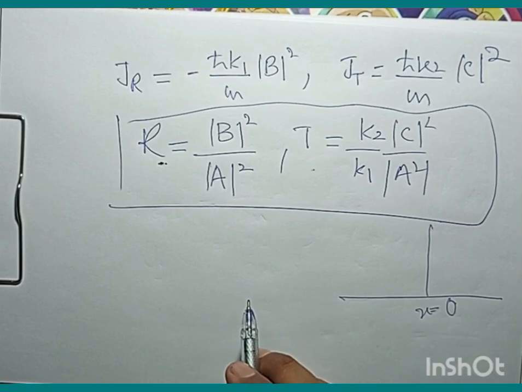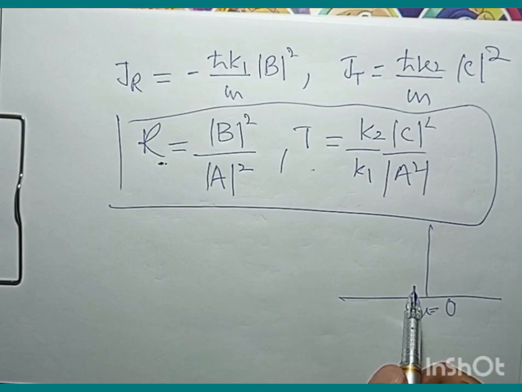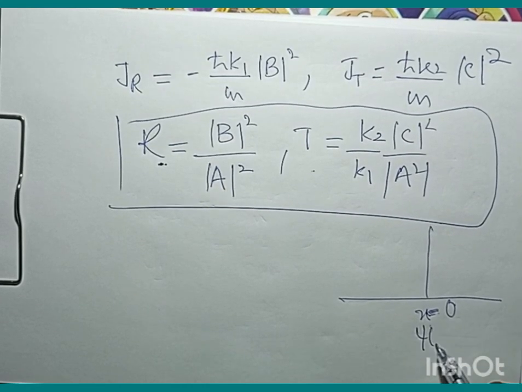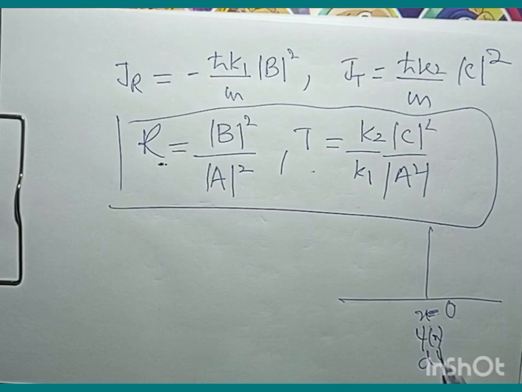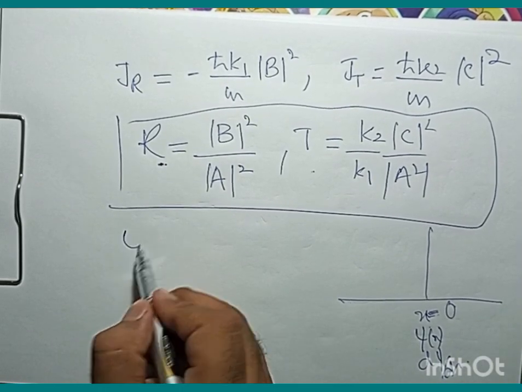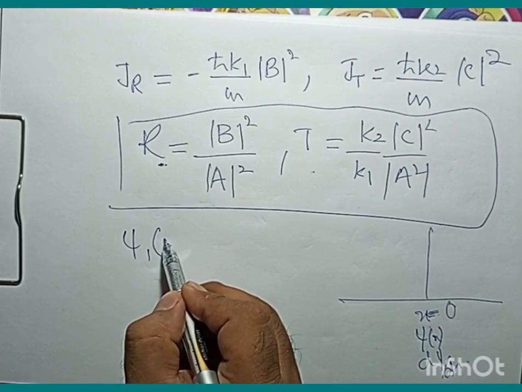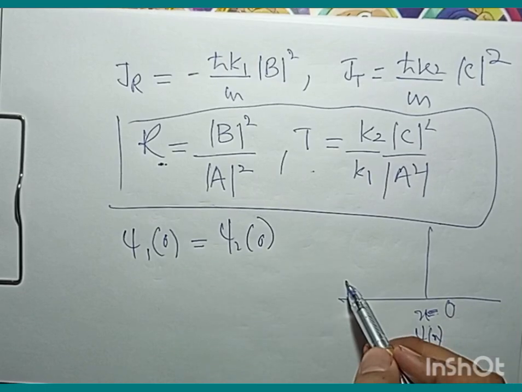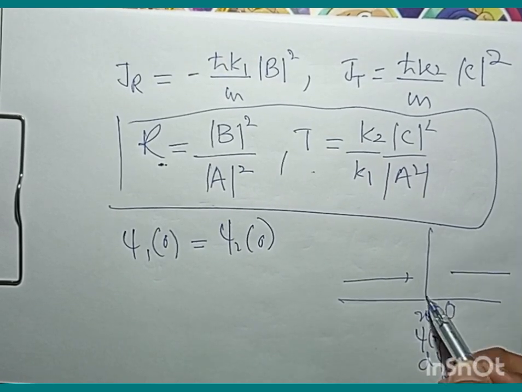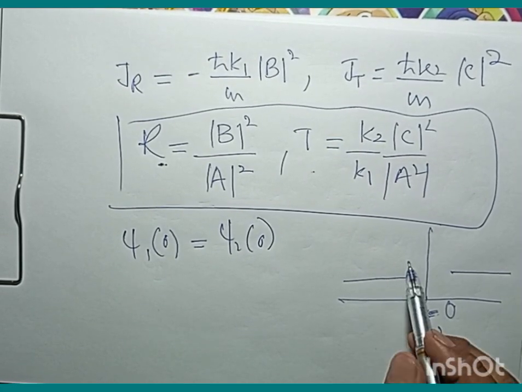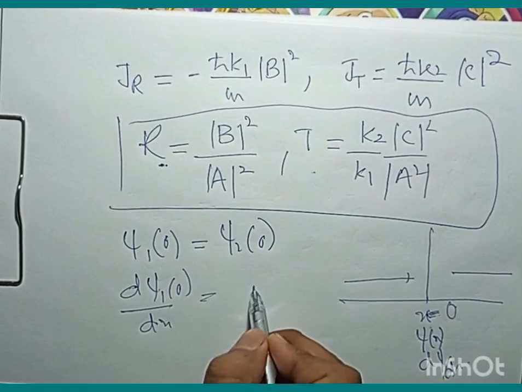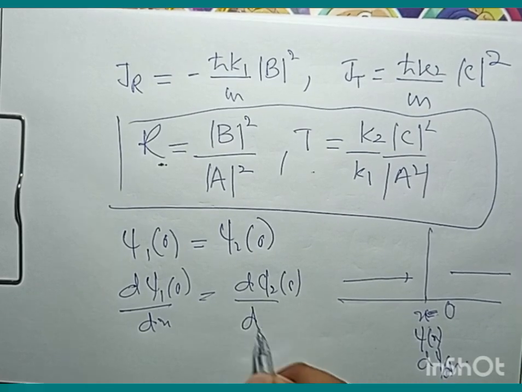And since both the wave function and its first derivative are continuous at x equal to 0, I mean psi is continuous, and d psi by dx is continuous at x equal to 0, we can immediately think of psi 1 of 0 is equal to psi 2 of 0, because there is continuity from this side to this side at x equal to 0, and their derivatives: d psi 1 of 0 by dx is equal to d psi 2 of 0 by dx.